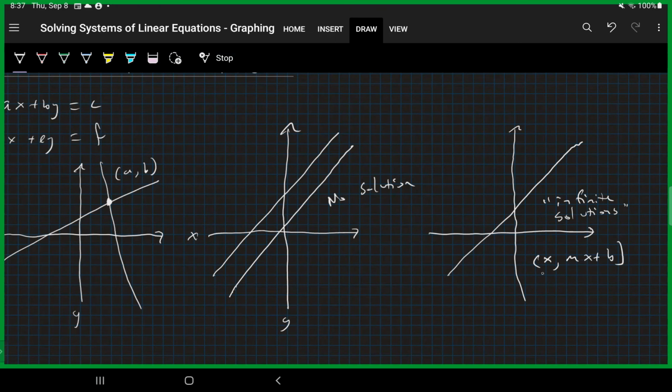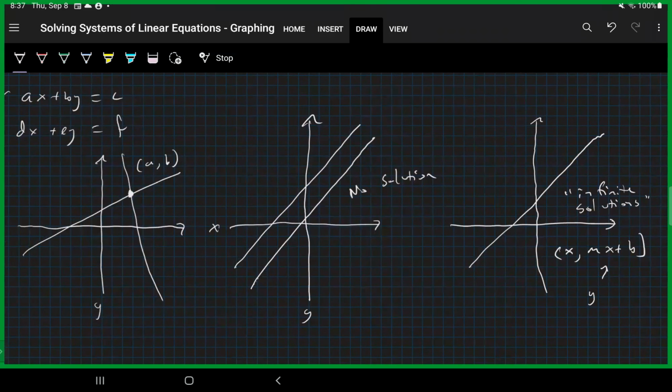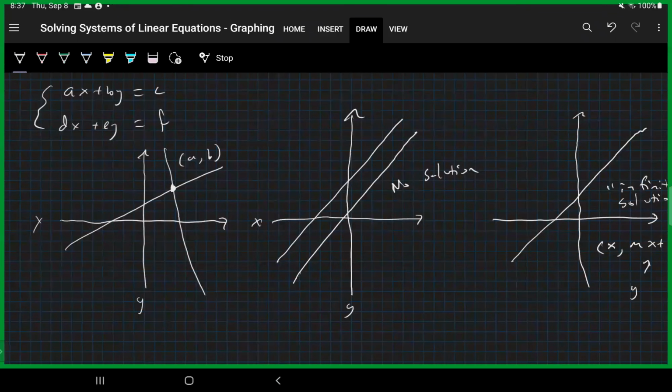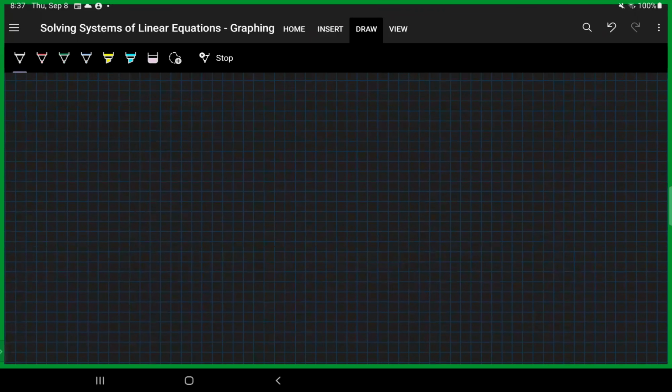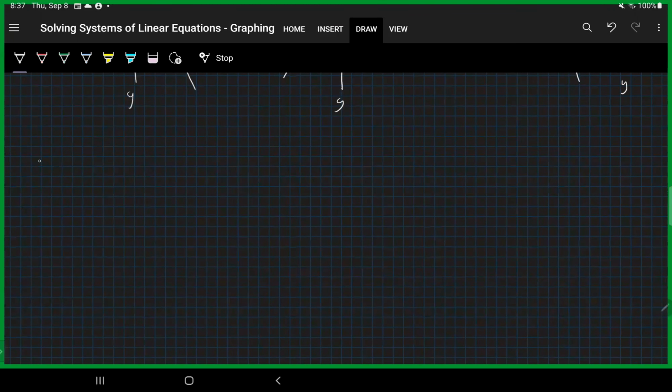Where you get points x and mx plus b, and don't forget that mx plus b is a y value because y equals mx plus b. And we'll actually see some concrete examples with that. So that's what we're looking for in general. So I have three examples I want to get through. And example one.